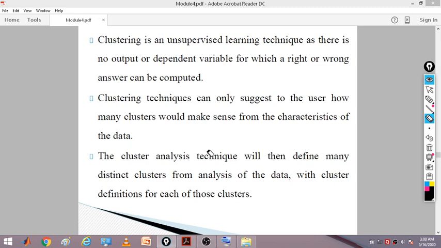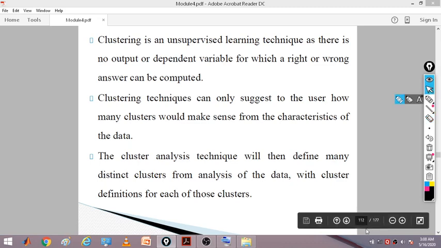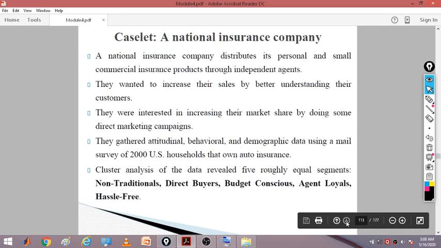The cluster analysis technique will then define many different, distinct clusters from analysis of your data, with a cluster definition for each of them. Each cluster will define its own theory and have its own characteristics. Depending on those characteristics, certain items fall into one cluster and certain items fall into another cluster. So it is clear that clustering is an unsupervised learning technique.